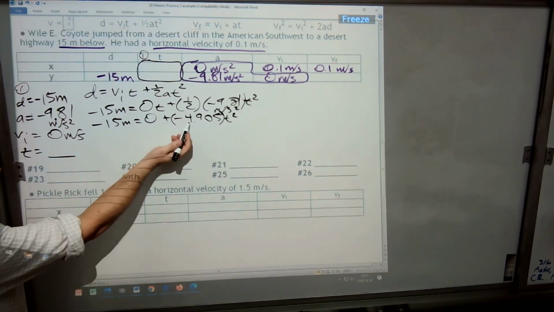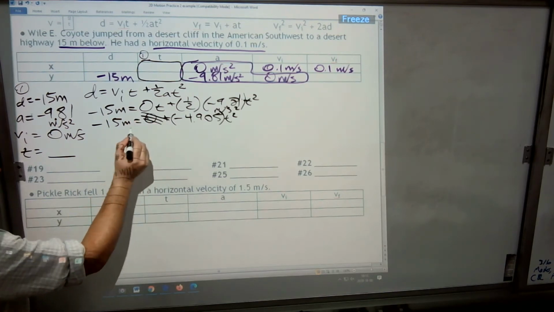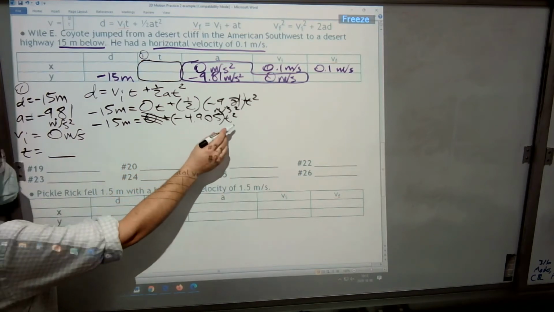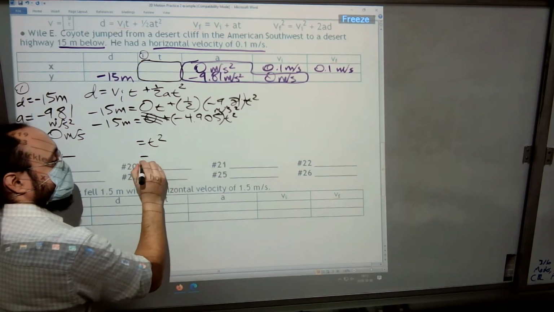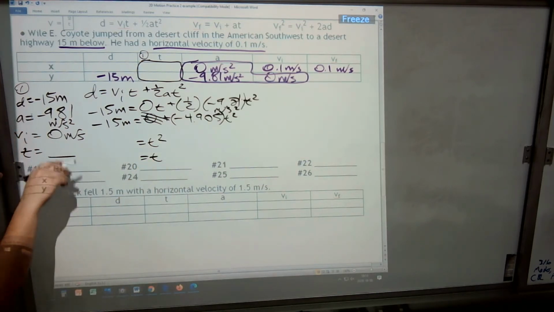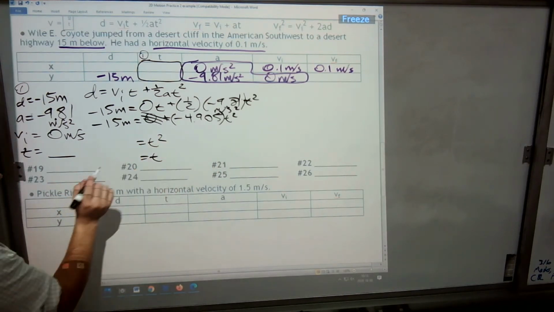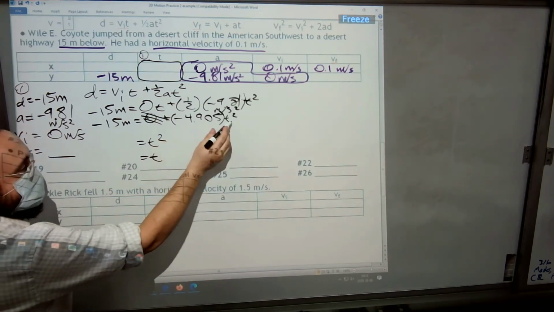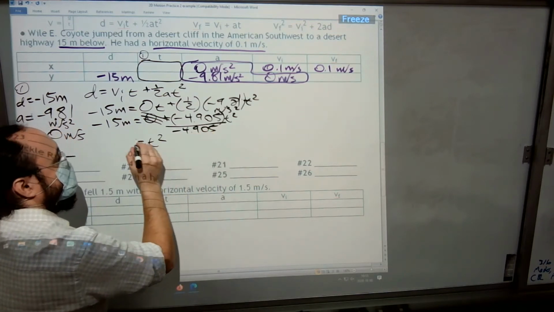Zero plus this times t squared isn't going to add anything to that, so I'm just going to get rid of this 0 here. Now I've just got negative 15 equals negative 4.95 times t squared. I want to get t squared, and then t, to get my time, and then I'll be done with this part. Since it says t squared times 4.95, to cancel that out I divide both sides by negative 4.95.